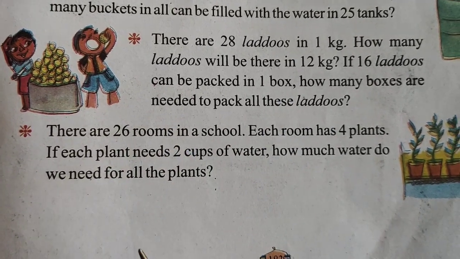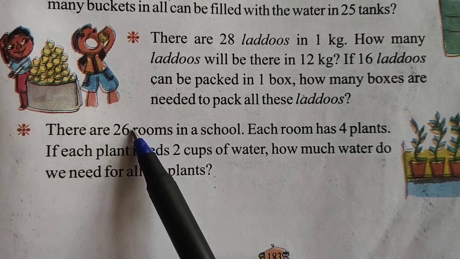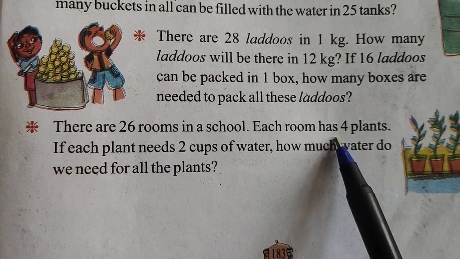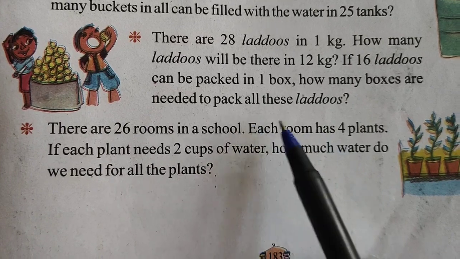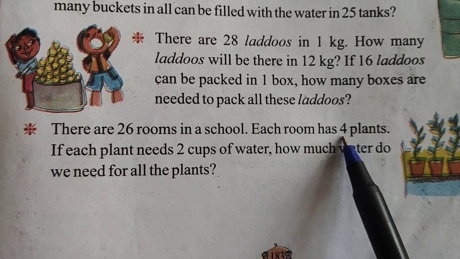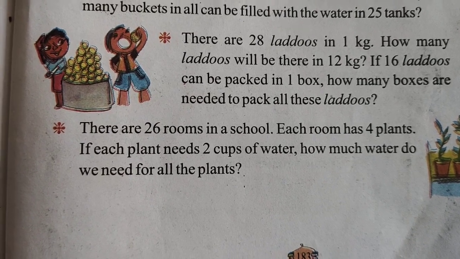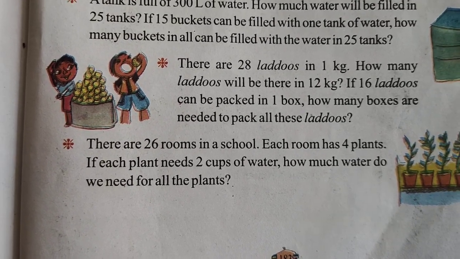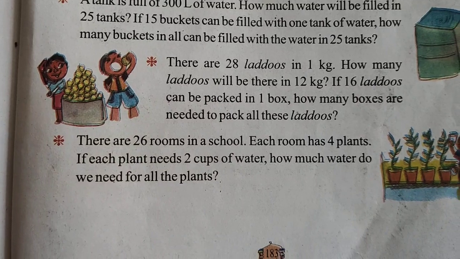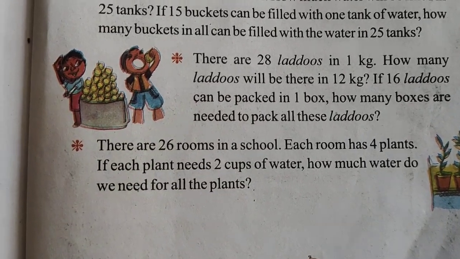Each plant needs how many cups of water? 2 cups of water. So 26 multiplied by 4. Okay. Then you will get the total number of plants, and then that number is to be multiplied by 2. So we will get the total number of water cups. Understood, students? So this sum also is your homework and you are supposed to solve it by your own. Understood?